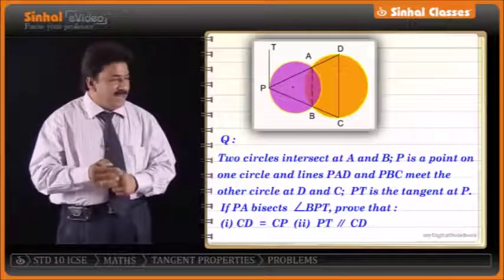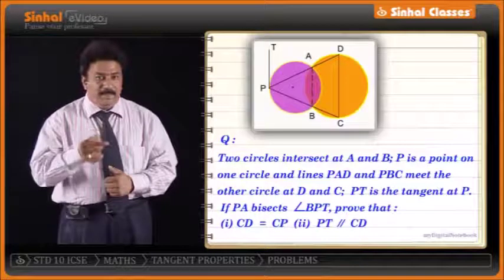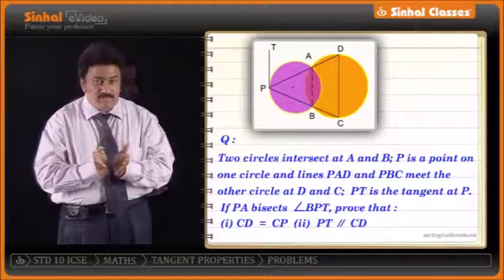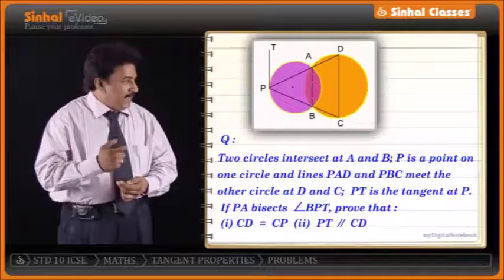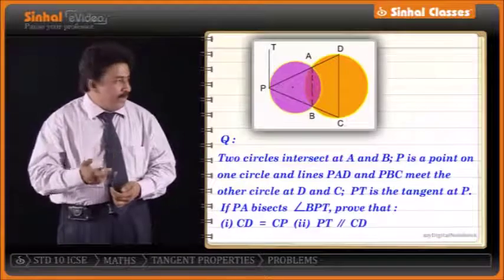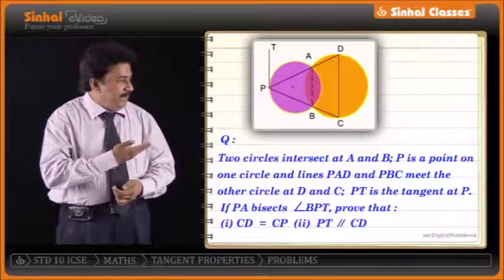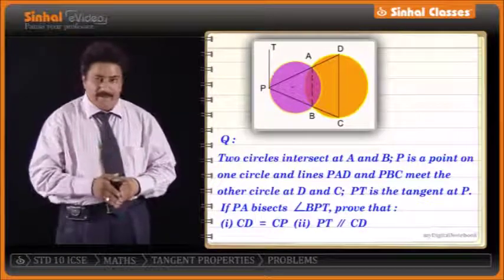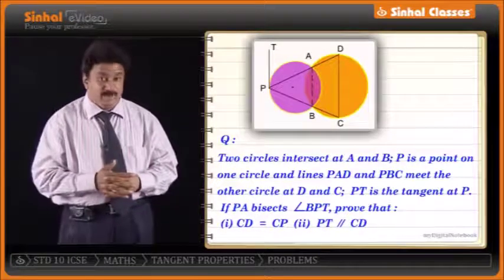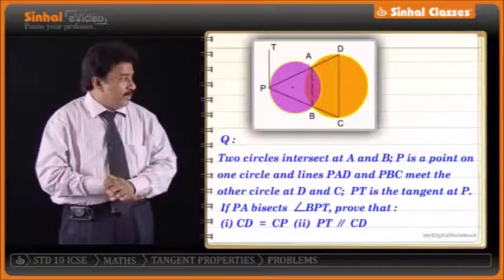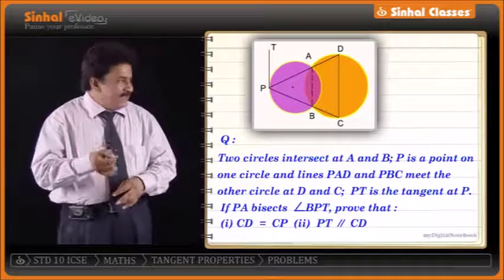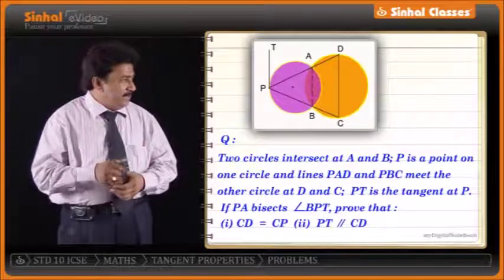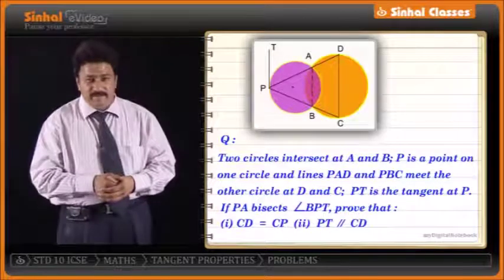PA bisects angle BPT. When PA bisects angle BPT, that means it divides it into what? Two equal halves. In short, what is given to you is that angle TPA is equal to angle APB, because PA bisects angle BPT. This is going to be very useful when you do the sums. Okay, what is required now? Prove that CD is equal to what? CP. What else? The second part says PT is parallel to CD.